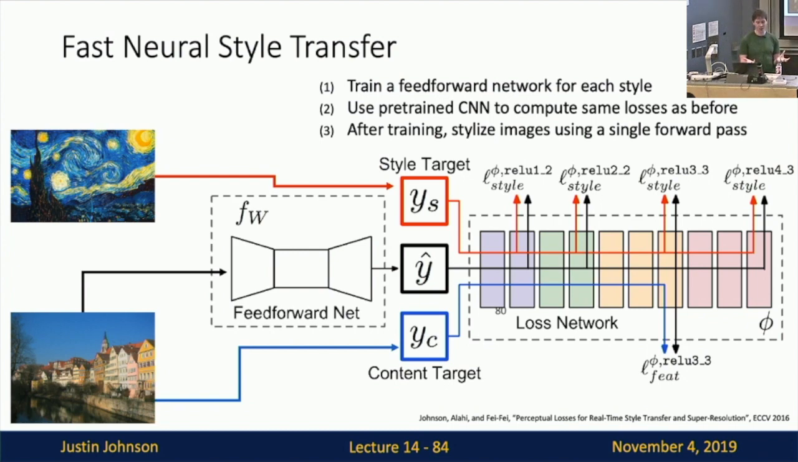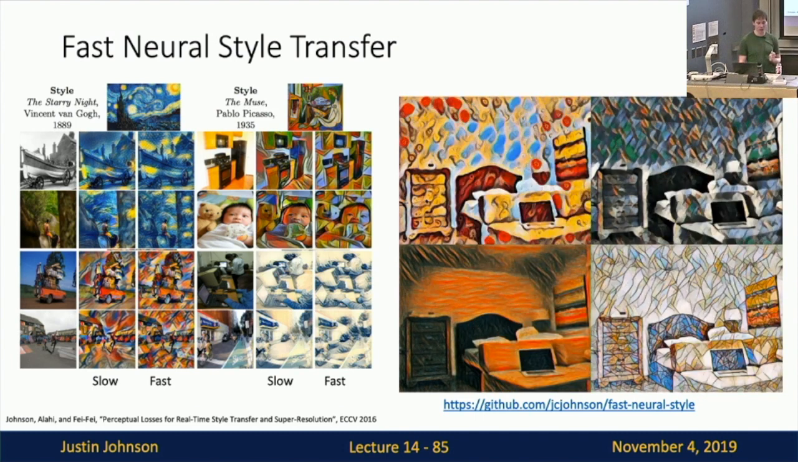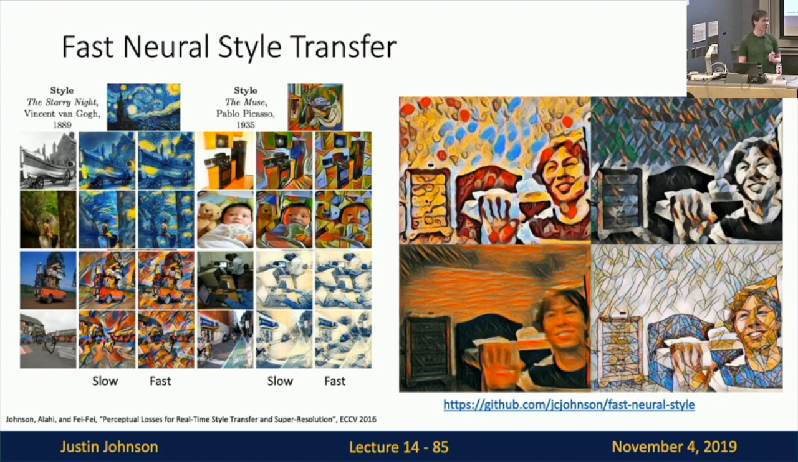So the idea is that we're going to have this one feed-forward network that's going to input the content image and then output the stylized result. And when training this thing, it's going to maybe take a while to train. But after it's trained, then we can just break away this feed-forward network and use it. And now it'll just stylize images for us in a single forward pass. So now this fast neural style transfer algorithm is fast enough to run in real time.